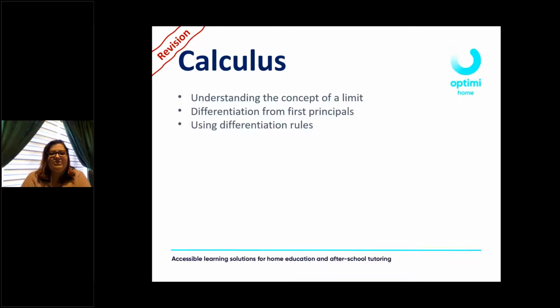Then you need to be able to use differentiation rules. So these differentiation rules that you use in grade 12 are only the tip of the iceberg. There are a lot of differentiation rules, but we only actually use one. And we actually manipulate our equation so that we can use that one differentiation rule.